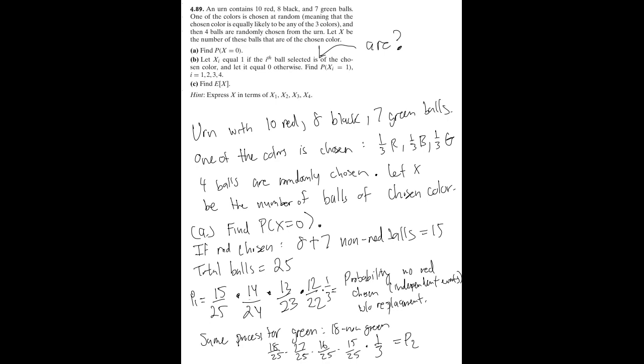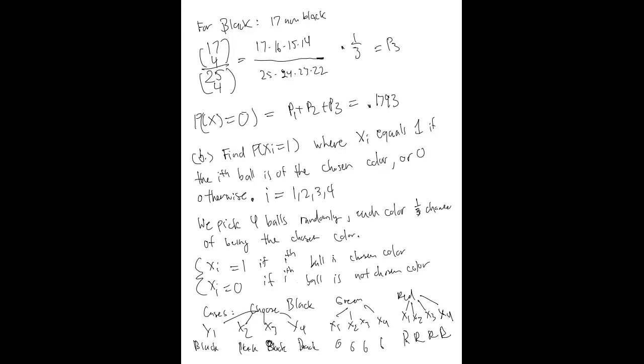Let x be the number of balls of chosen color. So we're finding the probability that x equals 0, so none of the balls are of the chosen color. For finding the probability, we take the outcomes where we get no red chosen, no black chosen, or no green chosen, and you just use combination. It's pretty straightforward for that. And add it together to get the probability that x equals 0.